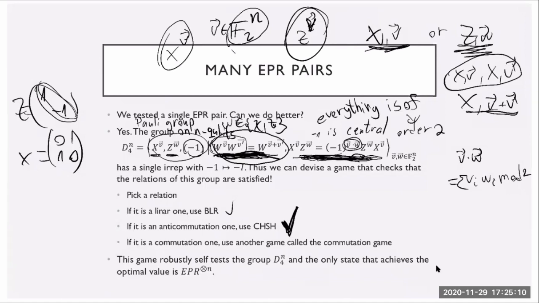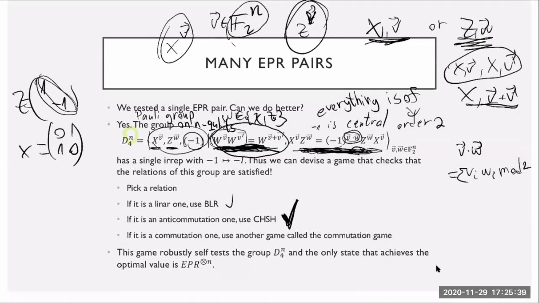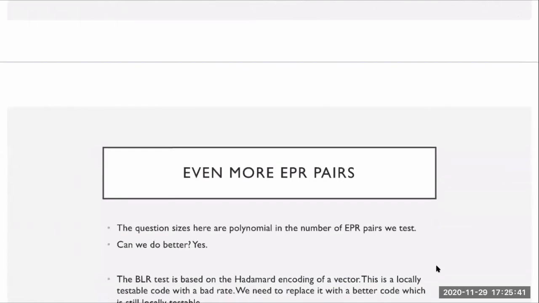But again, this only verifies that the players use n EPR pairs. The n here is exactly the number of EPR pairs that they need to use to win the game with optimal probability. But we wanted exponentially many, and here there is a wonderful trick. I think this is an amazing thing.